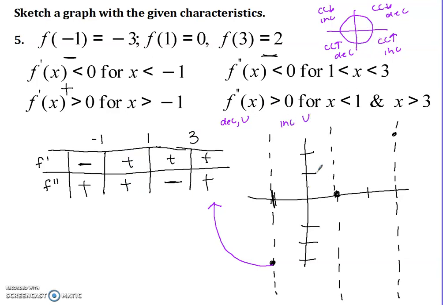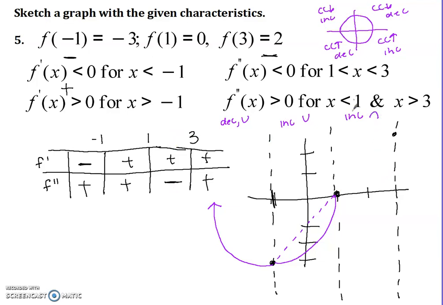So that would be this part here. I'm going to make this a little more curved. So you want to make sure it doesn't look like a line. So if I were to draw a line like that, I need to make sure I'm curved below it for concave up. Okay. Then between 1 and 3, I'm increasing still, but now I'm concave down.